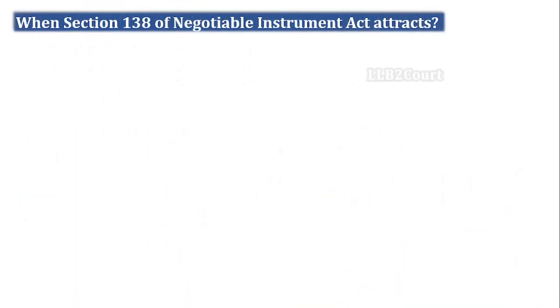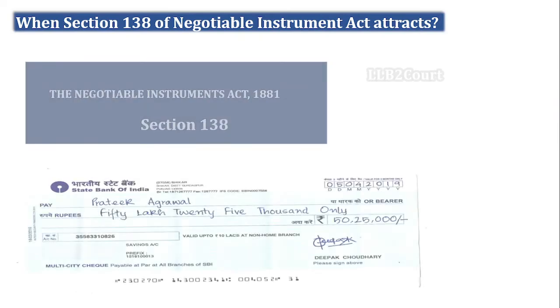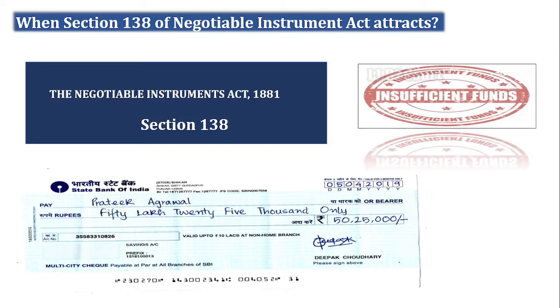So we have seen so many reasons for check bounce, but only when the drawer wantonly is not willing to pay the payee his debt, and because of insufficient funds the check is dishonored, does this Section 138 of the Negotiable Instruments Act attract.